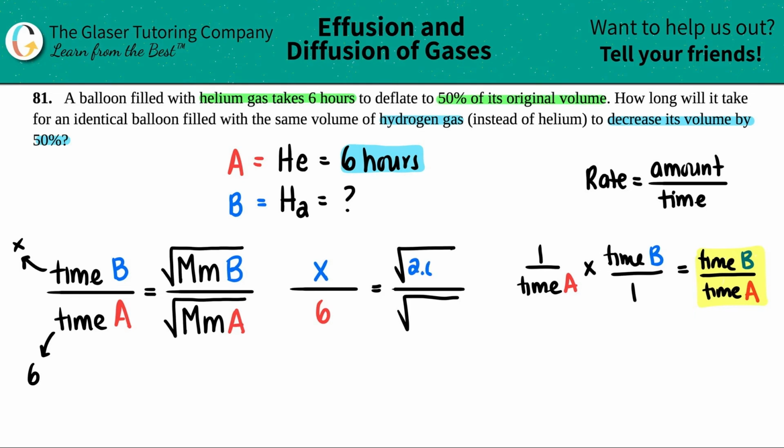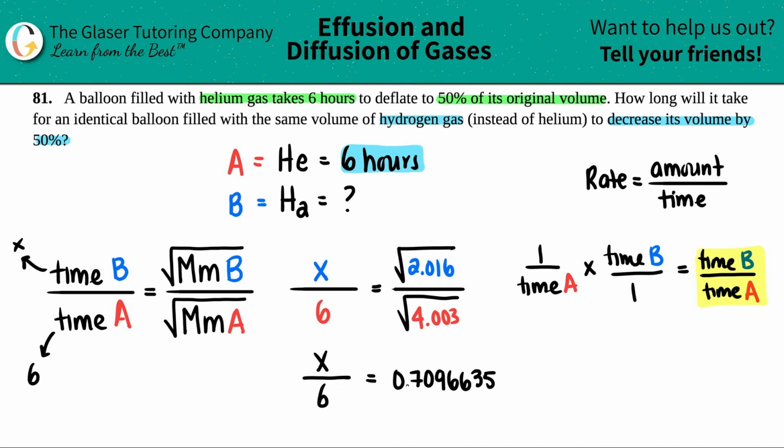And let's see, 2.016. And then for helium, we have 4.003. Now I can get this as one number. So square root of 2.016 divided by the square root of 4.003. Okie dokie. So I'm just going to say that this is X divided by 6 equals this long decimal value, 0.7096635. And now it looks like cross multiplication to me.